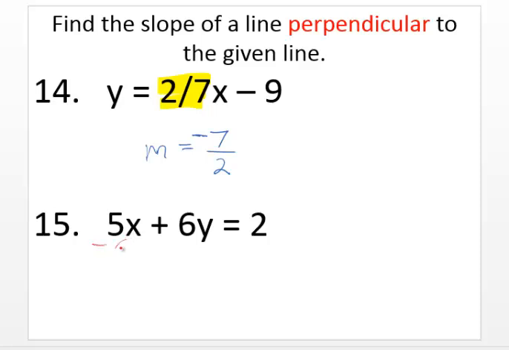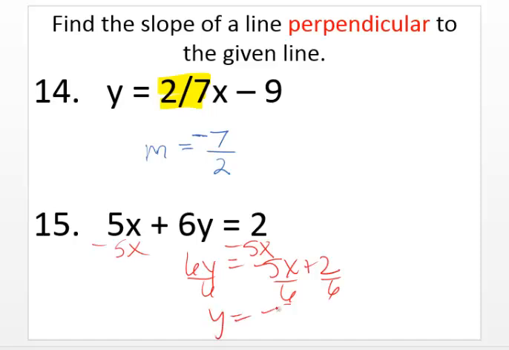In my second example, I've got to solve for y first. So I have 6y equals negative 5/2 x plus 2. Divide by 6 everywhere. I get y equals negative 5/6 x. We could reduce that to 1/3. The slope of this line is negative 5/6. The slope of a line perpendicular would be 6/5. The negative now becomes positive and I flip the fraction.